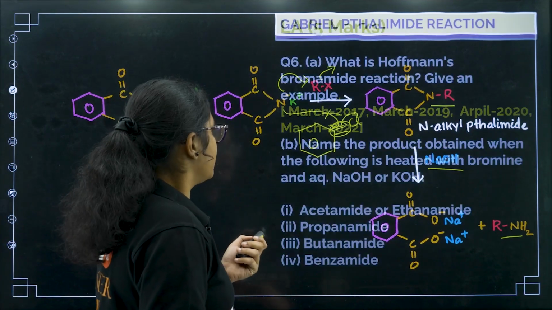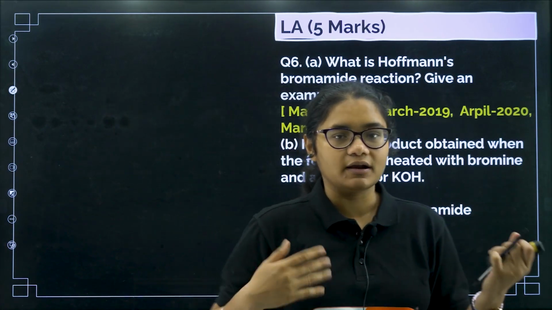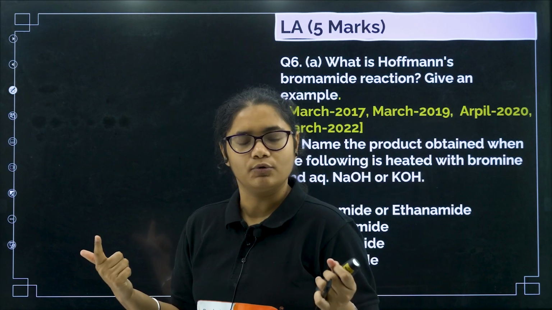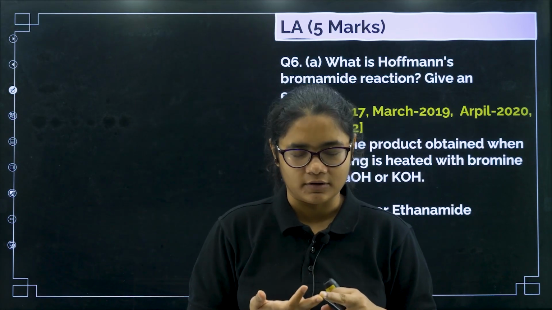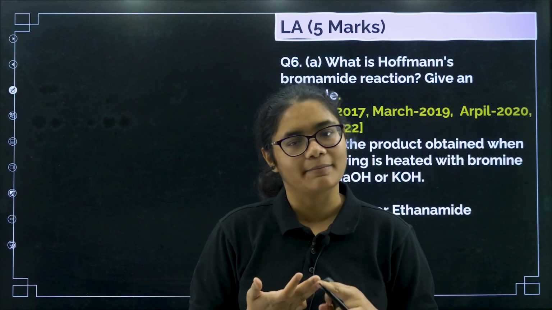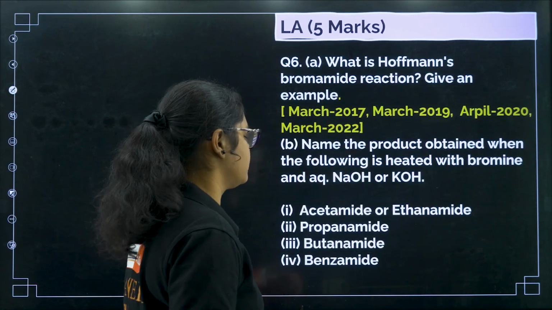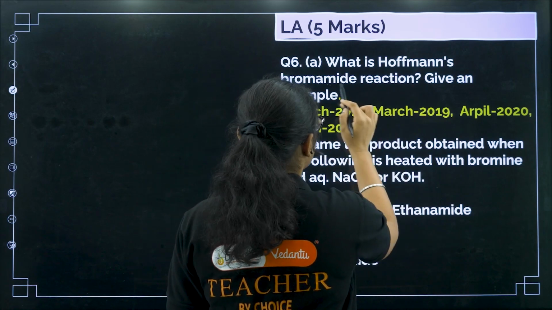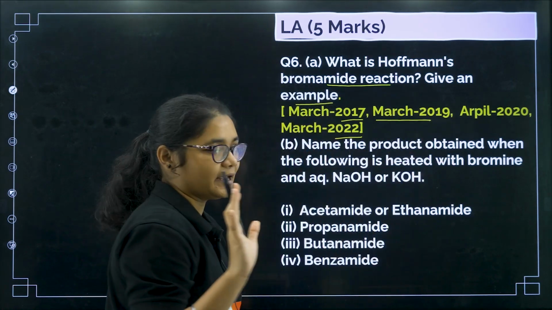Okay, let us move to the next question. So see which preparation methods we have done questions on. We did with NO2, we did ammonolysis also, we did with nitriles and amides, we did Gabriel phthalimide. Last method, Hoffmann bromamide. We'll do some questions from here. What is Hoffmann bromamide reaction? Give an example. You see how important this question is, so many times it is asked.